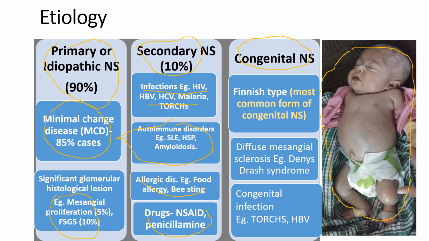In congenital nephrotic syndrome, Finnish type variety is the most common form of the congenital nephrotic syndrome. Rarely diffuse mesangial sclerosis, Denys-Drash syndrome, or even after some congenital infection which is acquired during the pregnancy can affect the infant. So these are the TOJ group of infection or hepatitis B virus infection can lead to the congenital nephrotic syndrome in infant.